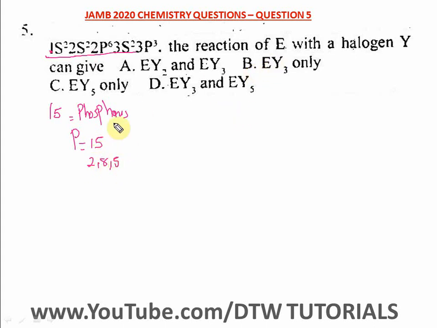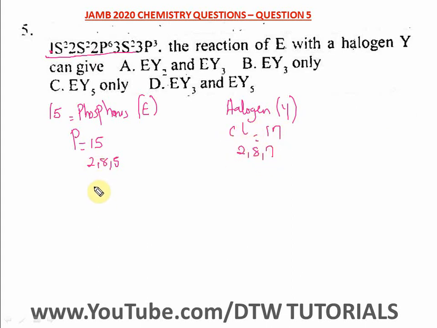Now halogens, this is E. Then our halogen is represented by Y. And we know halogens are group 7 elements. That means they have 7 in their outermost shell. So let's say chlorine, for instance, that's 17, having 7 in its outermost shell. Chlorine, okay, that is 2, 8, 7.